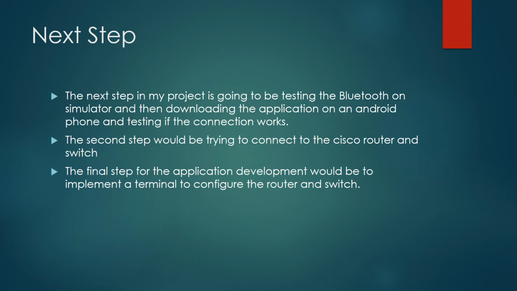The next step in my project is going to be testing the Bluetooth on the simulator and then downloading the application on an Android phone and testing if the connection works. The second step would be trying to connect the Cisco router and switch. In my case, that means connecting my application through my phone to the Cisco router and switch, which is connected through the Arduino Nano. And the final step for the application development would be to implement a terminal to configure the router and switch, where I could use the commands.